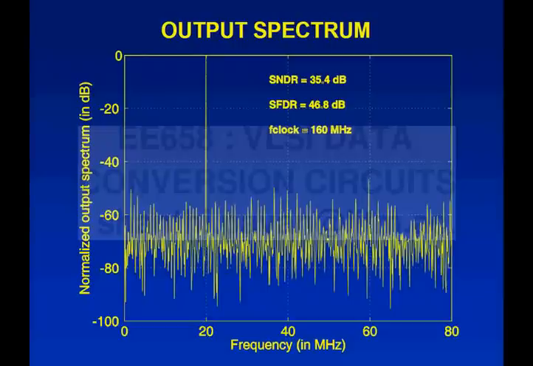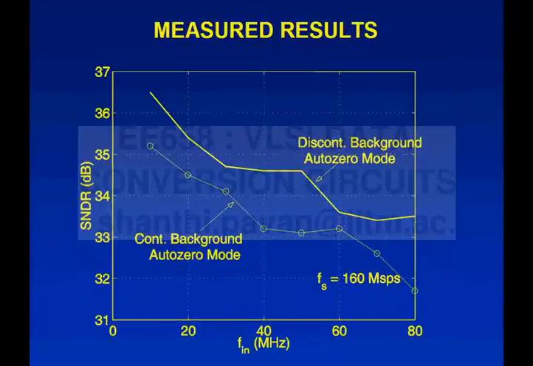This is an FFT. This is being clocked at 160 megahertz, so the Fs by 2 is 80 megahertz. The input tone is around 20 megahertz, and you can see that the third harmonic distortion is around here, about 40, and this is for a full scale input signal, okay. So you can see that the distortion compensation is working quite well.